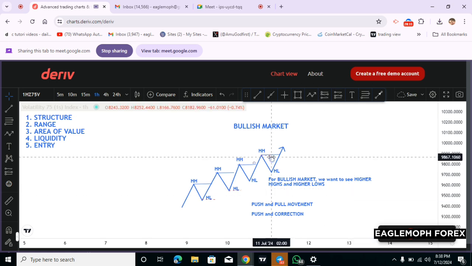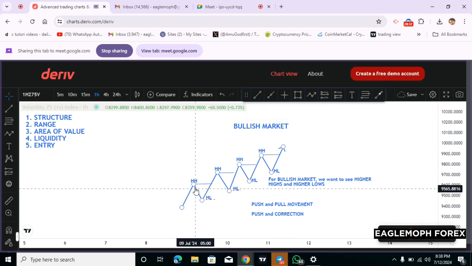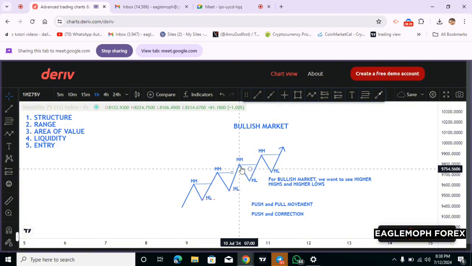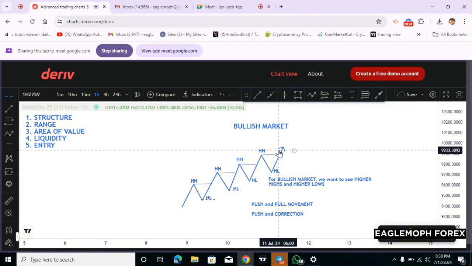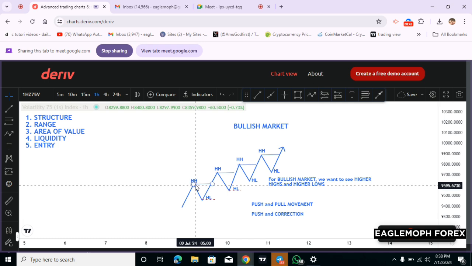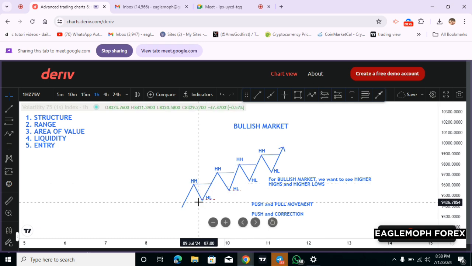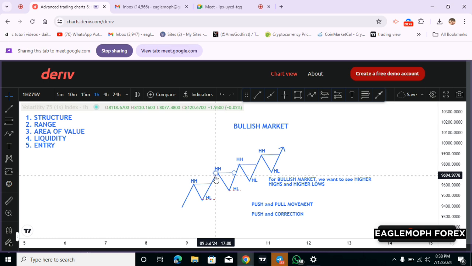Okay, so as I was saying, for a bullish market, what do you want to see? You want to see higher highs. You want to see the market creating higher highs like this. And then these higher highs are being broken. Each high is being broken by the next push move that occurs by the buyer.